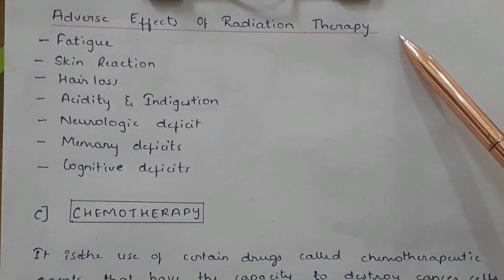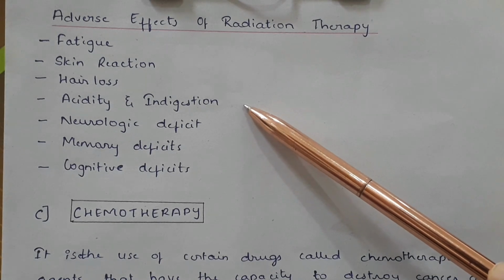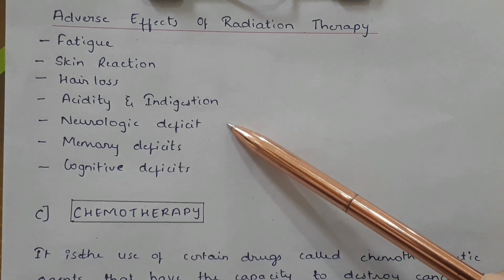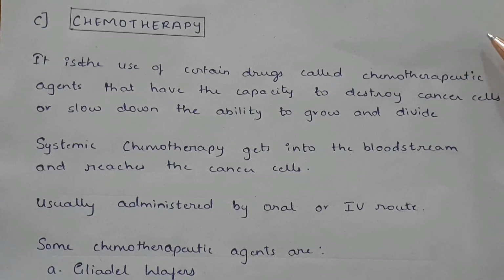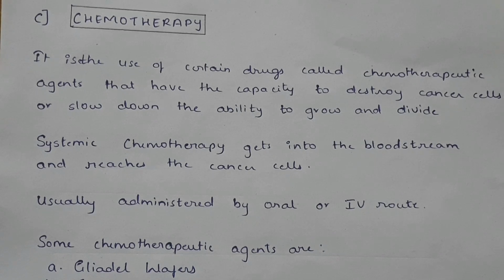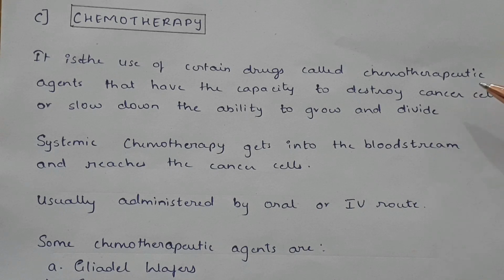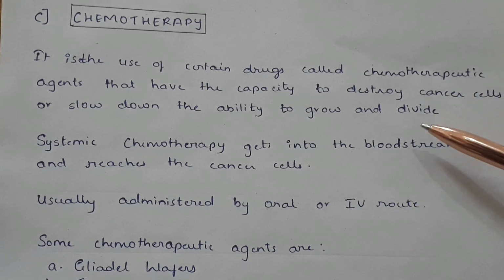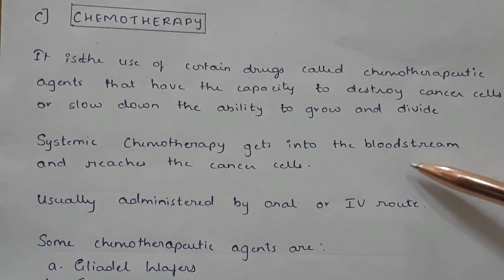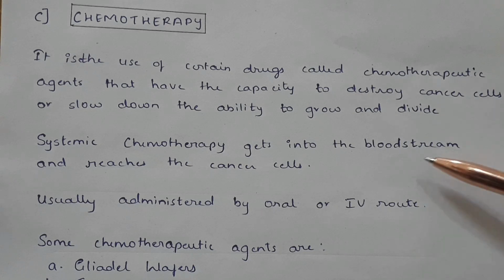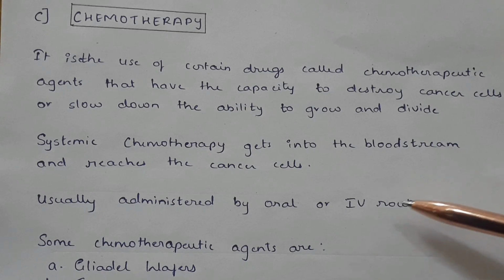Adverse effects of radiation therapy include fatigue, skin reaction, hair loss, acidity and indigestion, neurologic deficit, memory deficits and cognitive deficits. After radiation therapy, we have chemotherapy. It is the use of certain drugs called chemotherapeutic agents that have the capacity to destroy cancer cells or slow down the ability to grow and divide. Systemic chemotherapy gets into the bloodstream and reaches the cancer cells, usually administered by oral or IV, that is intravenous, route.